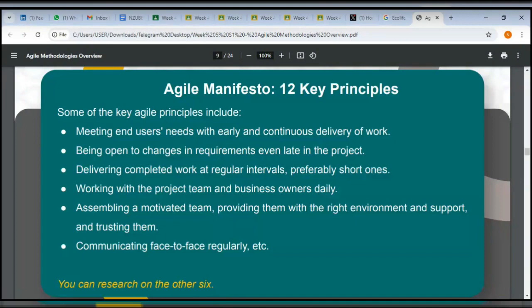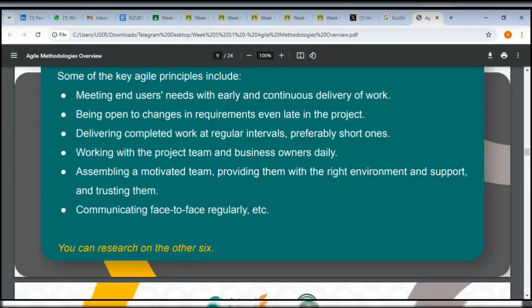Delivering completed work at regular intervals, preferably short ones. It's important that, like a list of things you want to do, bug fixes and all that, you're regularly working on something and that you're regularly delivering on intervals. You don't have to compile everything once and deliver once, right?